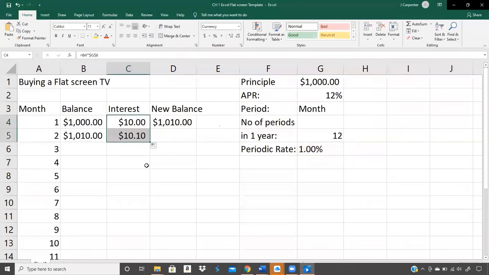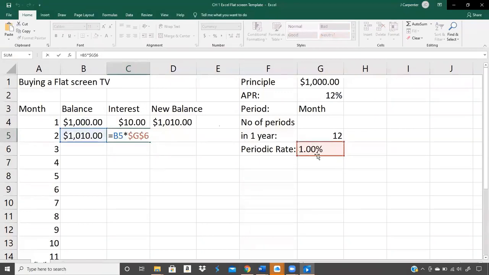$10.10. A little more balance means a little more interest. If I double click, the blue box is where it needs to be, the red box is where it needs to be. So because we put the cash symbols in front of the letter and the number, this one is rigid, it cannot move. And if you keep filling it down, that will continue to not move. The blue box will move, but the red one won't. All right, I'm going to hit enter, I'm going to undo this, and now I'm going to do it wrong.